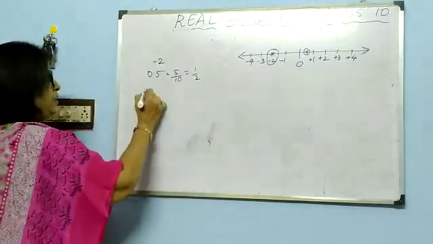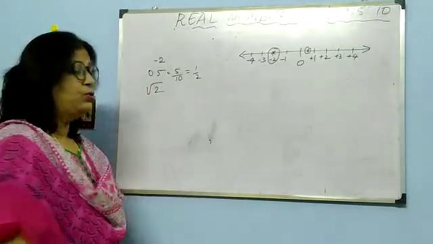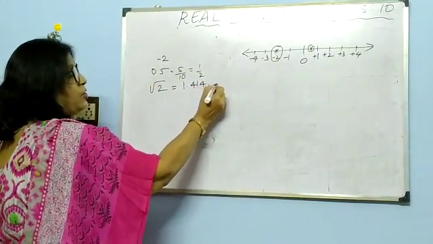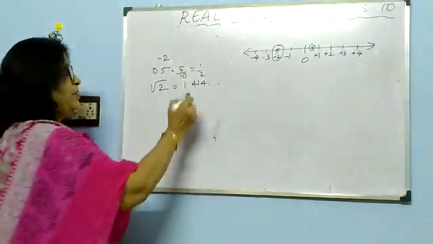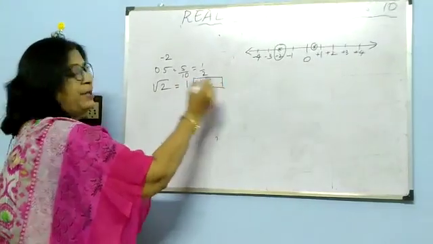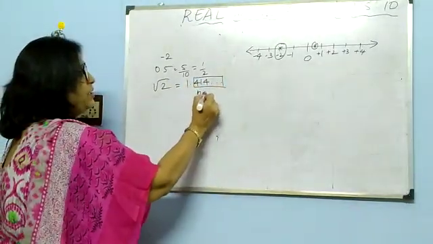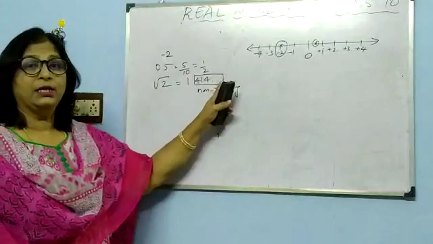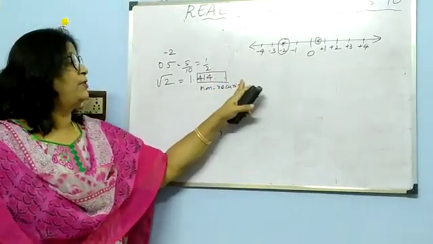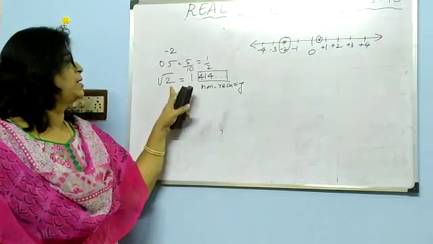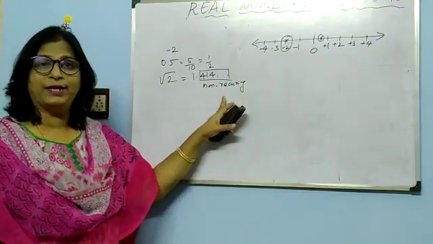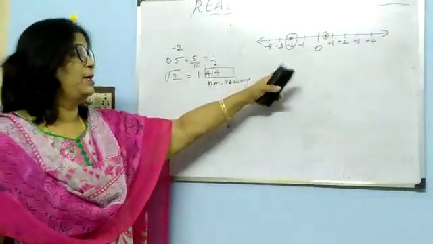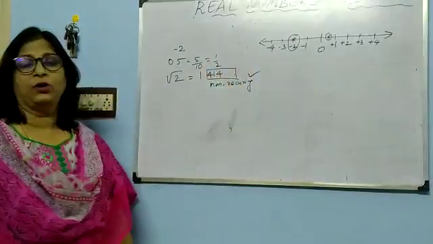Now let me take another number, root 2. Root 2's decimal expansion is 1.414... This means this decimal part is non-recurring. It keeps on continuing with different numbers. So we call this a non-terminating, non-recurring number. As we have seen in 9th standard, we have represented root 2 on a number line. Therefore, this also can be represented on a number line.